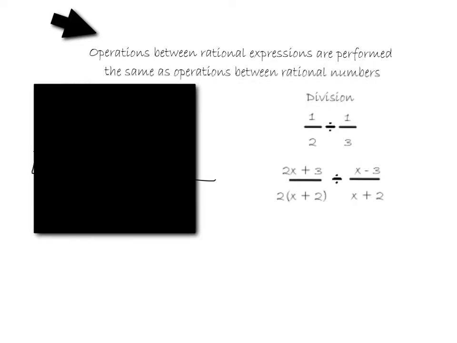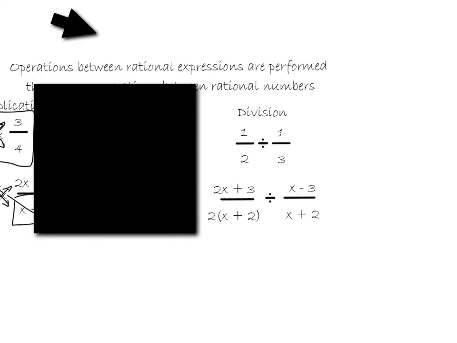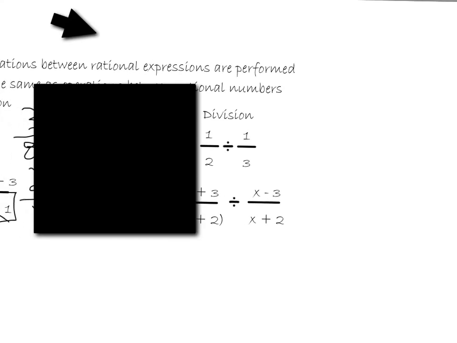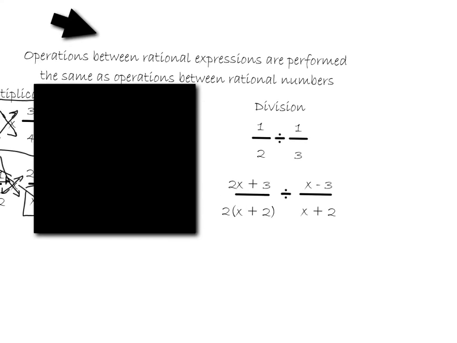Okay, division. As you know, division is so much fun. Division of rational numbers, if you recall, means that you're multiplying by the reciprocal. So if I rewrite this as multiplying by the reciprocal, it's going to be times 3 over 1. Multiplying straight across, you get 3 over 2 as your final answer.